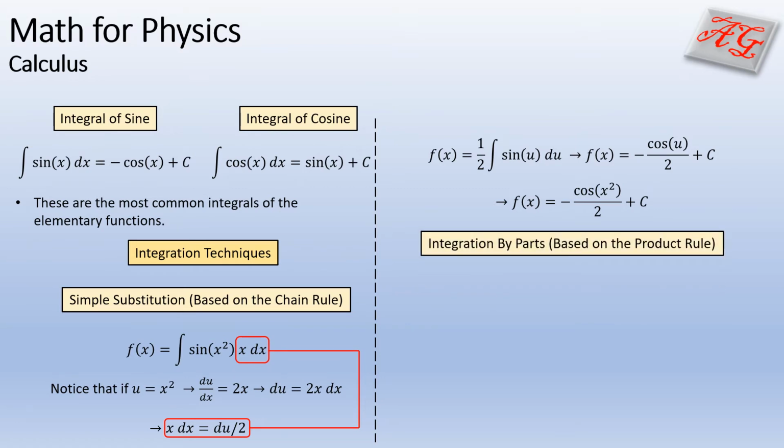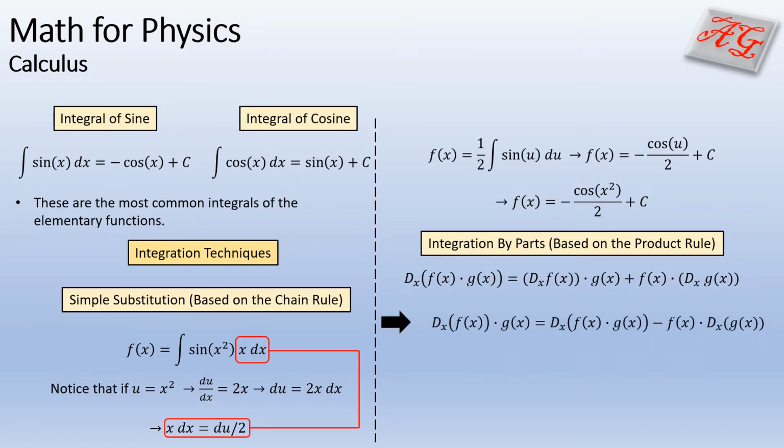The following technique is that of integration by parts, which is based on the product rule. Remember that the derivative with respect to x of the product of two functions of x is the derivative with respect to x of the first function times the second function plus the first function times the derivative with respect to x of the second function. You can solve for one of the terms, say that you want to solve for the term of the derivative with respect to x of the first function times the second function.